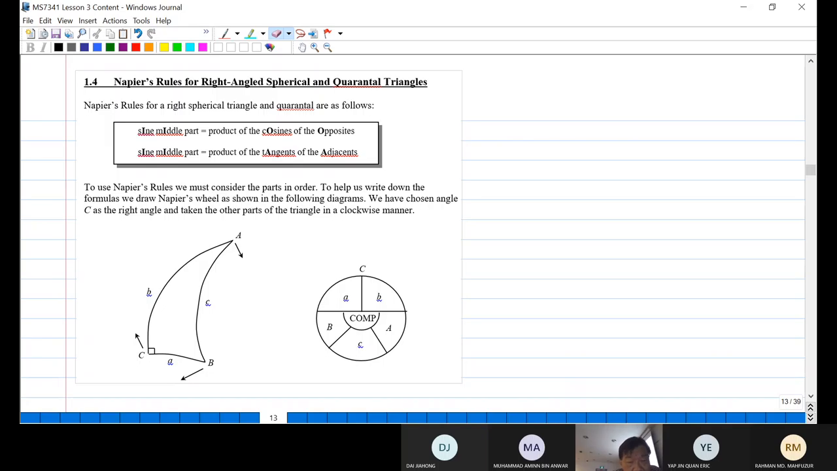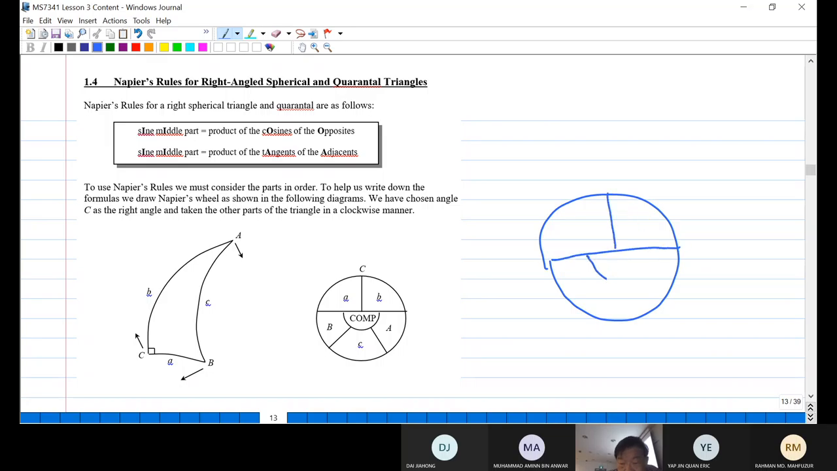Then I must tell you how to draw something called the Napier's view. Napier's view is the one on the right hand side. So let me explain how to draw Napier's view here. Napier's view looks something like that. The Napier's view usually has two parts on the top and three parts at the bottom. And on the top there, you always put the right angle, C, 90 degree.